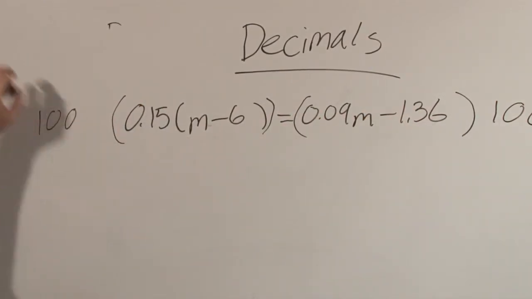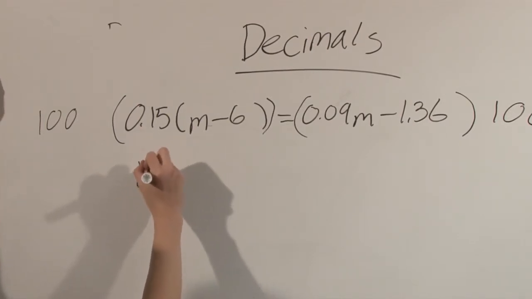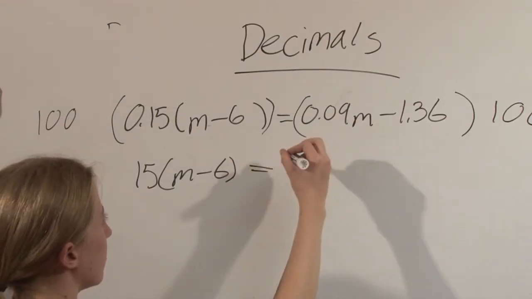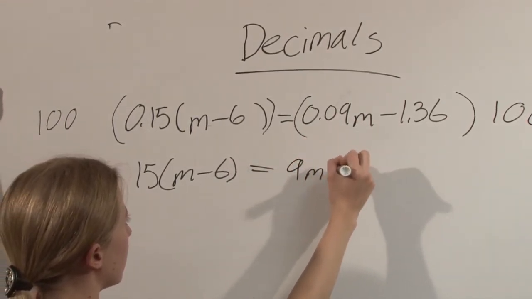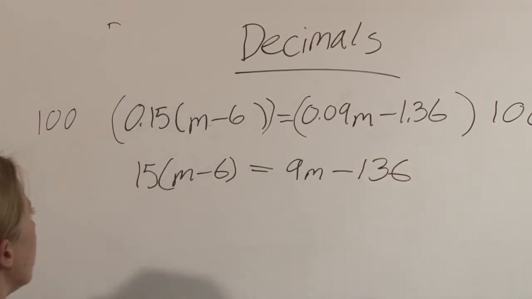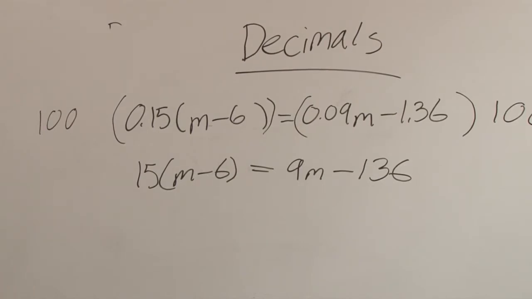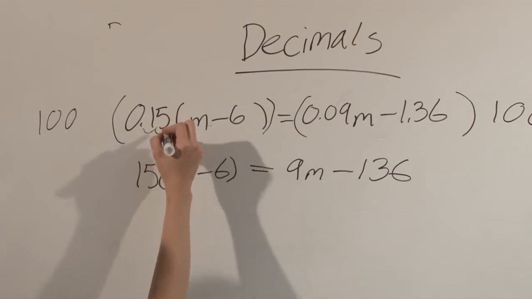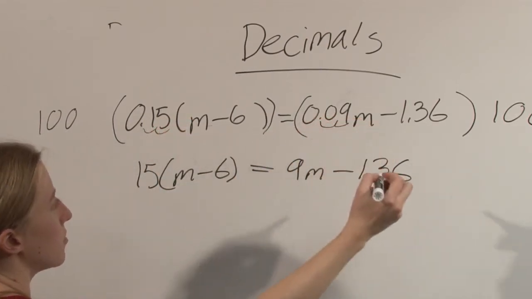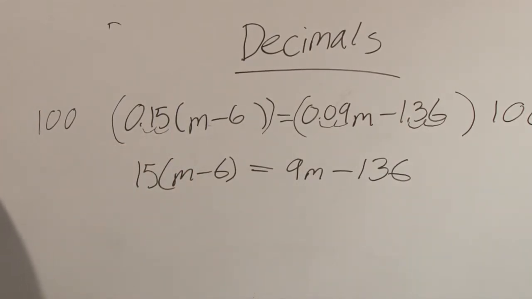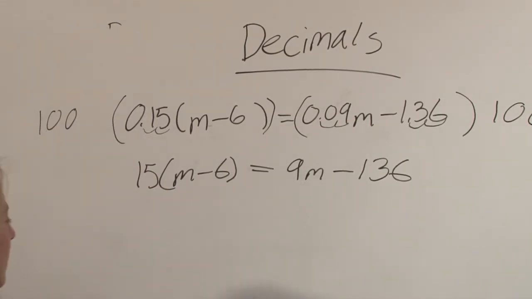So then 100 times 0.15 gives me 15. And then 100 times 0.09 gives me 9. And then this would be 136. If you're having a hard time remembering what to multiply by, you can also just think of moving the decimal place over 2 decimal places in both of these problems. Just remember to move the same amount of decimal places for everything.